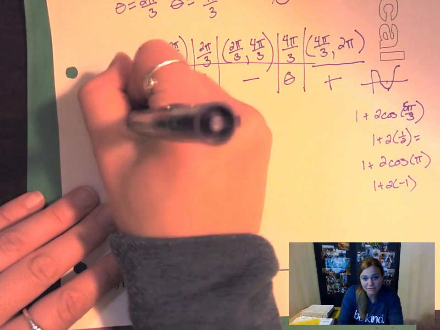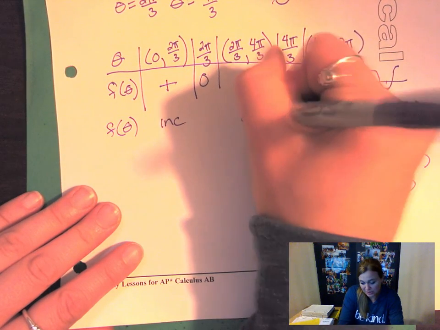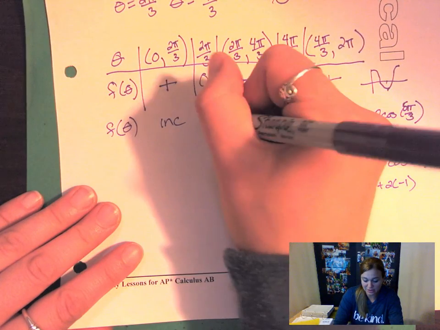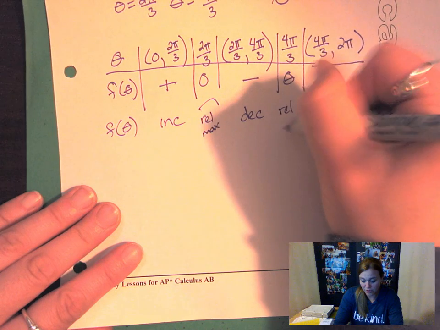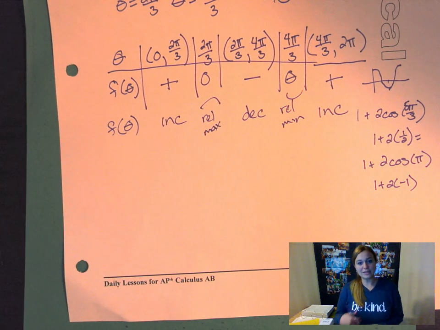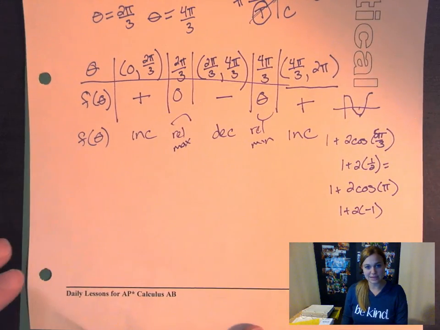which means f of theta is going to be increasing, decreasing, increasing. There's a relative max right here and a relative min right here because it's increasing then decreasing, and decreasing then increasing. If you want to see me write the rest of this, I'm going to do some magic and just skip to that so this doesn't get crazy long.